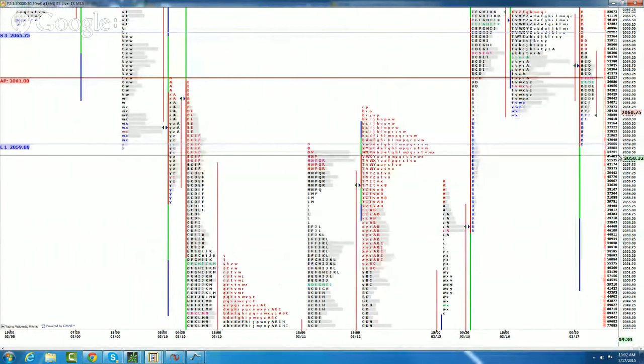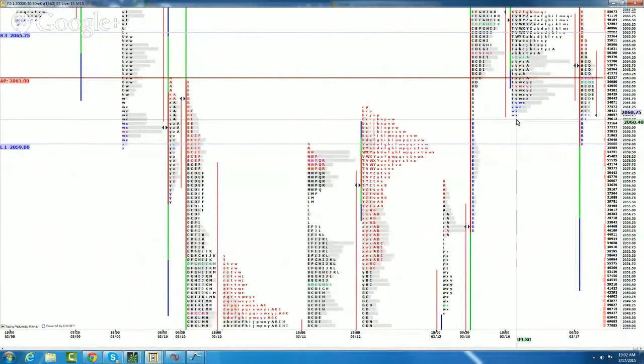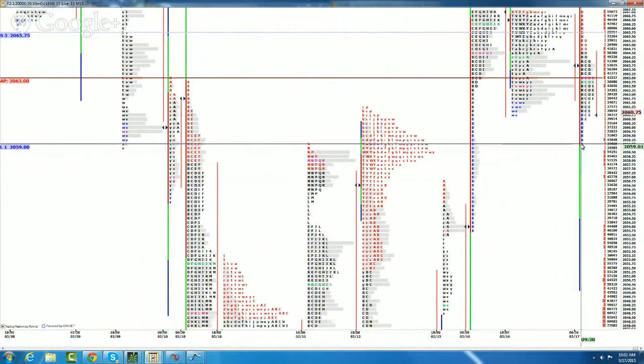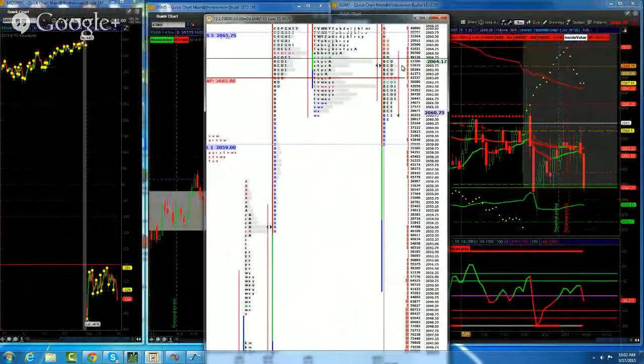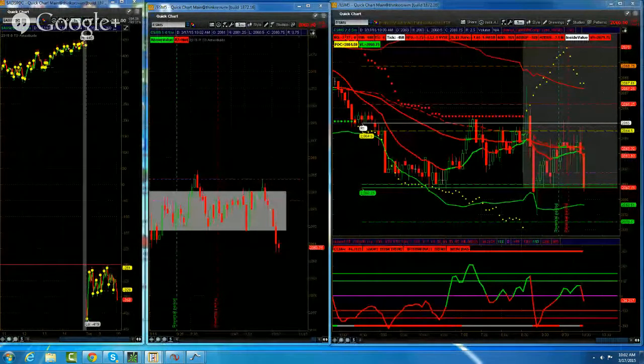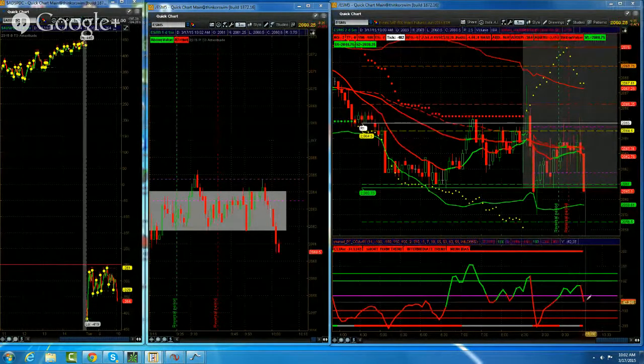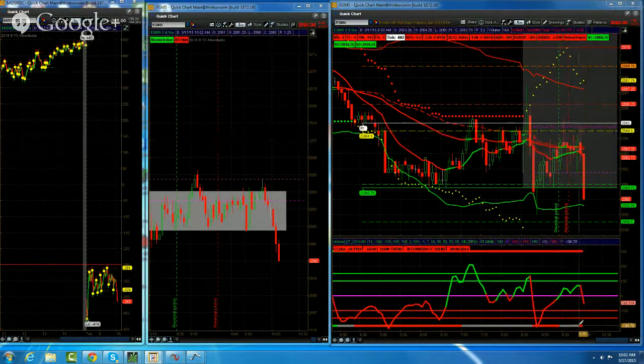So right now we do have a negative bias, and it looks like we took out the Globex low. I'm looking to see if we're going to take this low out again. We're going through the bottom of value right now, which is 2065 or 2060.75. Okay, we did just cross the center line again. We went from red to gray back to red. So we've got to see if we're going to be able to take the Globex low out again.